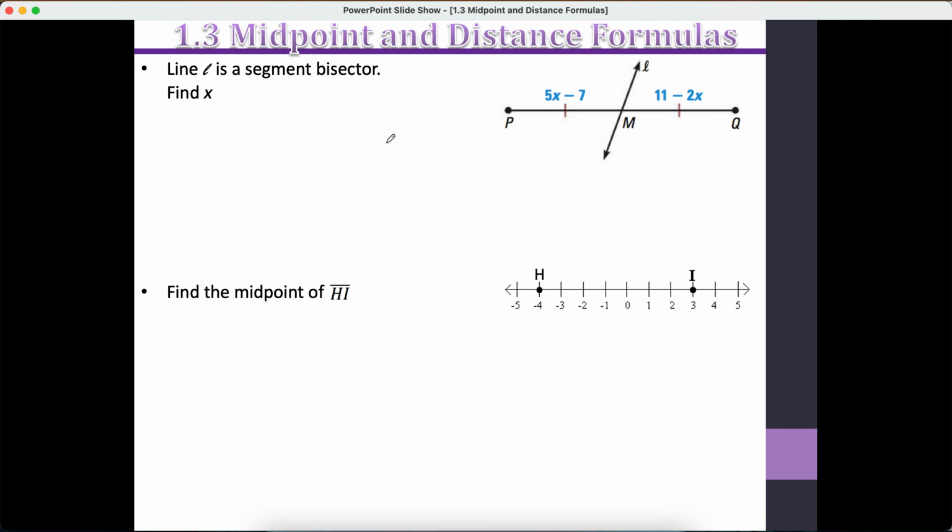The next thing is something of, I guess, more significance, and it's how do we use the notion of segment bisectors and midpoints to actually solve problems, to create equations, to find unknowns in geometry. In this one here, it's pretty easy. We see line L as the bisector, we're told so. That cuts it in half. That means that the two halves are the same.